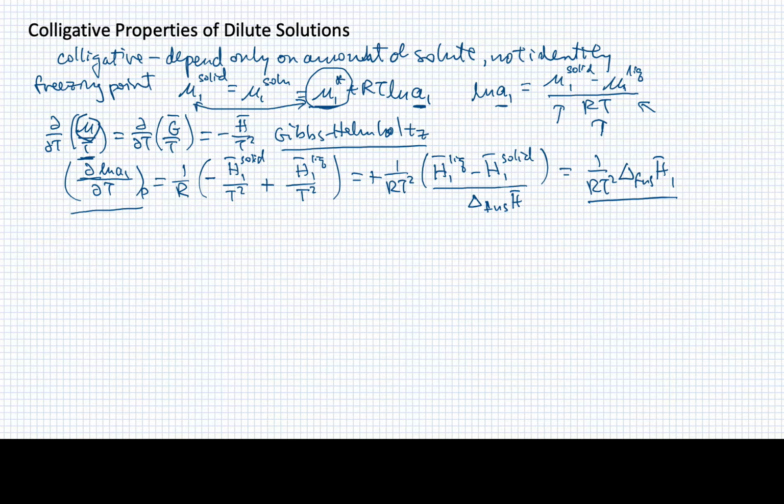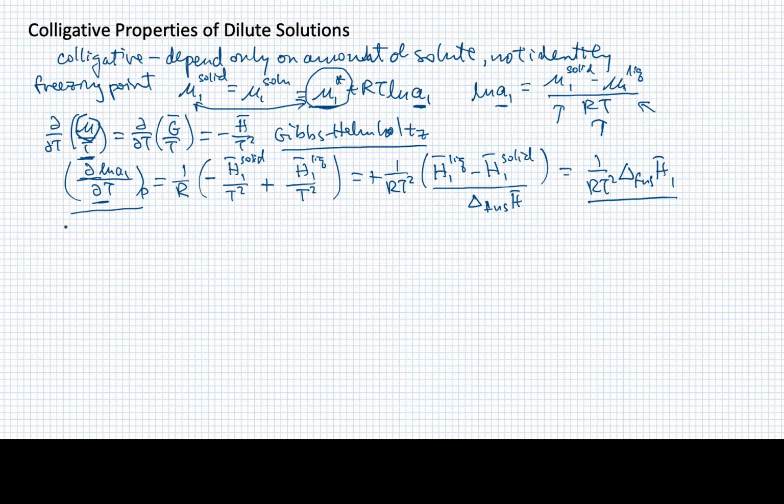Well, a couple of things that I want to do. One, I'm going to move the dT here over to the other side, because what I ultimately want to do is to integrate my equation, my d log a1. I want to integrate this from the pure substance, so the activity for that has a value of 1, to its value when we have a solution. Okay, so that's what the temperatures are over which I'm going to be integrating.